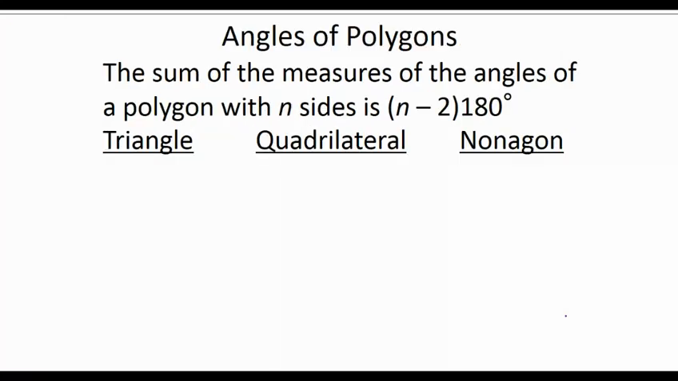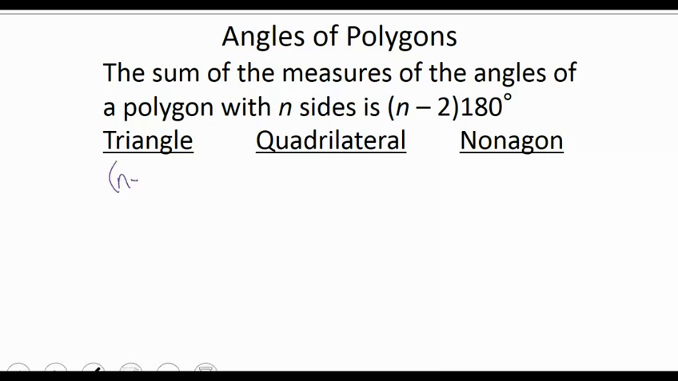So this is what you need to know. The sum of the measure of the angles of a polygon with n sides, so n stands for the number of sides the polygon has, is n minus 2 times 180. So basically what this means is you can figure out what all the angles of any polygon add up to using this formula.